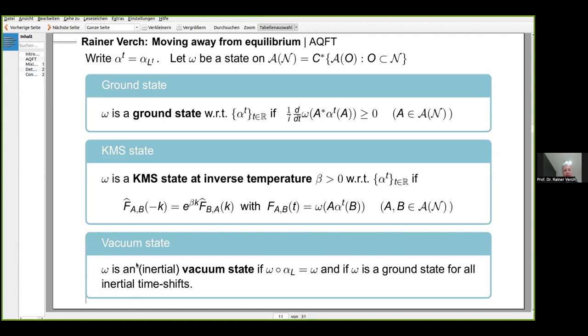Okay, and then we also have the vacuum state for a quantum field theory in Minkowski spacetime, and on one hand, it is invariant by definition under the Poincare group, and it is a ground state for all inertial time shifts. So these types of states play a role in my discussion.